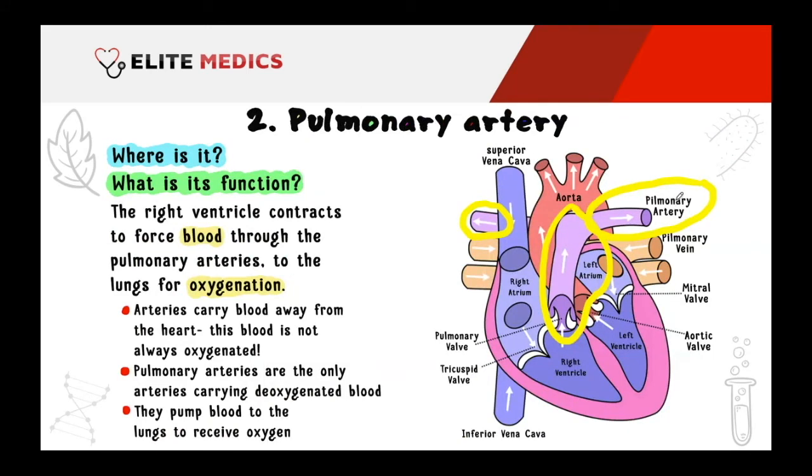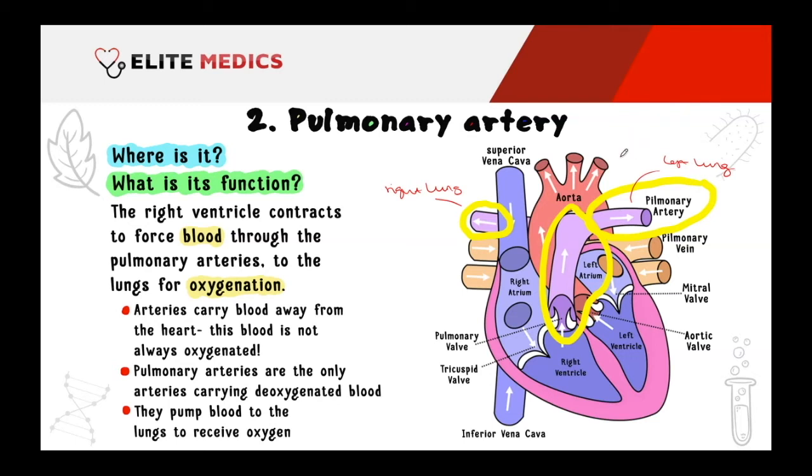Again, there's a spelling mistake on this slide, but it should say pulmonary artery, okay? So we have two pulmonary arteries. We have a left and a right because we have two lungs, a left and a right lung. So this pulmonary artery is taking blood to the right lung, and this is taking blood to the left lung, okay? So remember, two pulmonary arteries, one per lung.